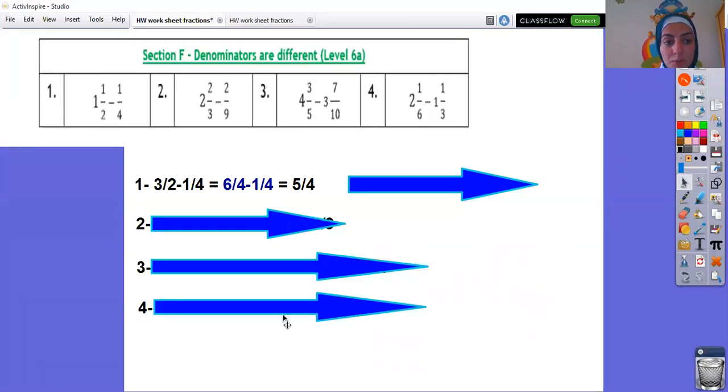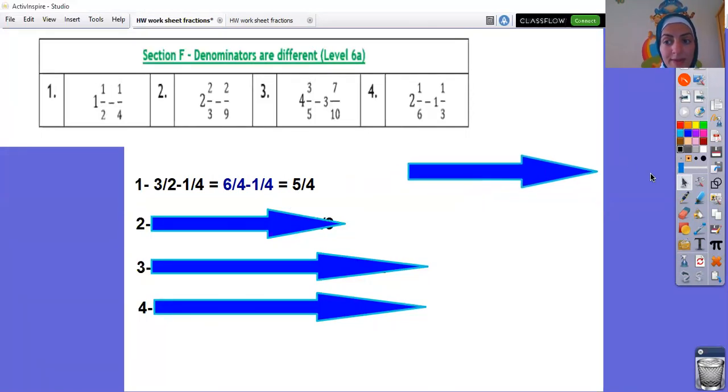You can change it into a mixed number. How many 4s do you have in the 5? You have 1, and the remainder is 1. So write it, and the remainder is 1/4. So the answer is 1 1/4. Same thing here in the other question.